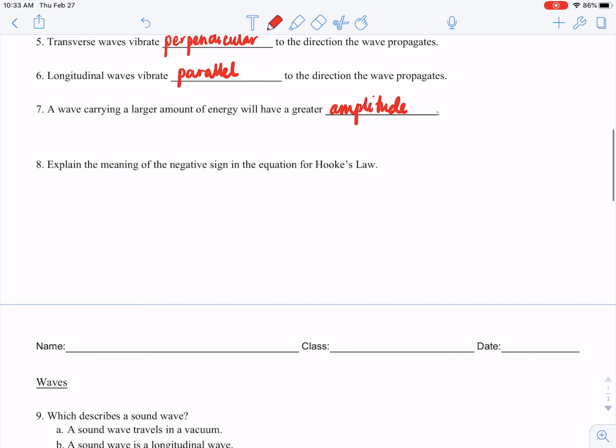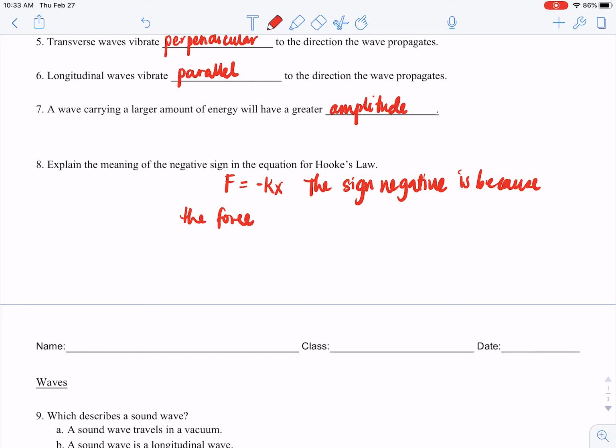Explain the meaning of the negative sign in Hooke's law. Remember that Hooke's law has a formula of F equals negative kx. The negative sign is there because the force is always opposite to the displacement of the spring.